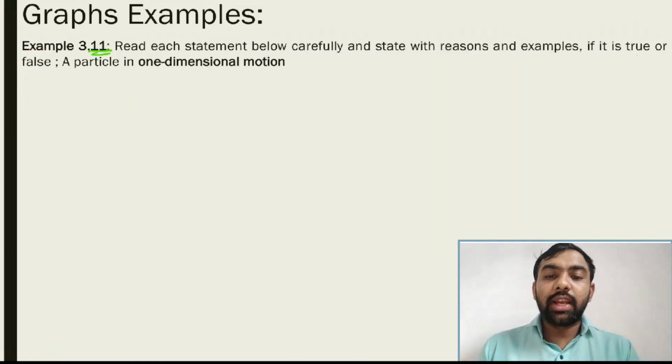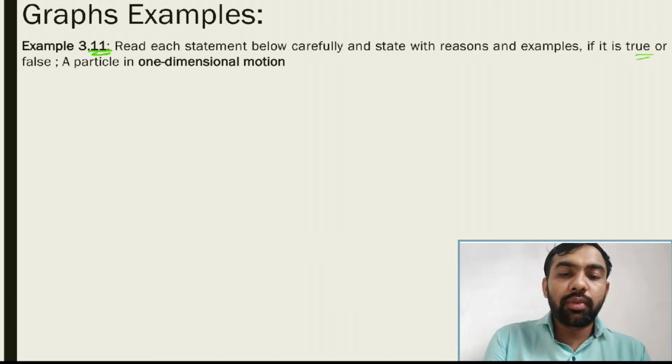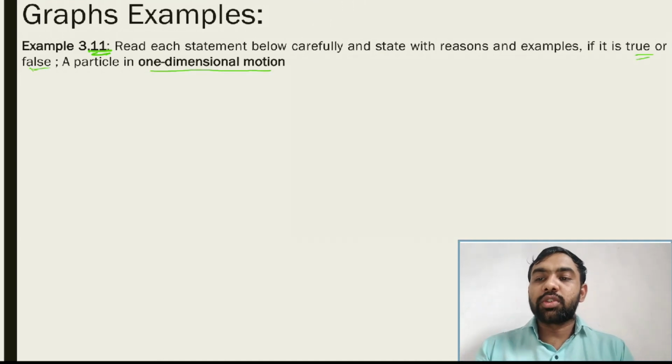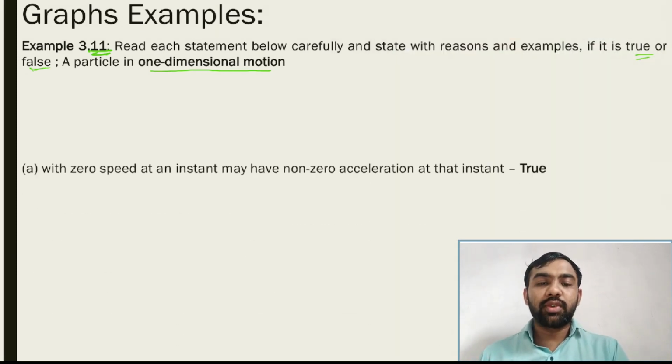Example number 3.11. Read each statement below carefully and state whether the reason is true or false. It is true or false for one dimensional motion. मतलब जो भी statements हैं, that's true है या false है, find करना. ठीक है. Let's see the first one.